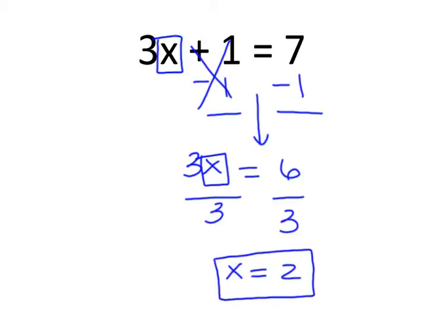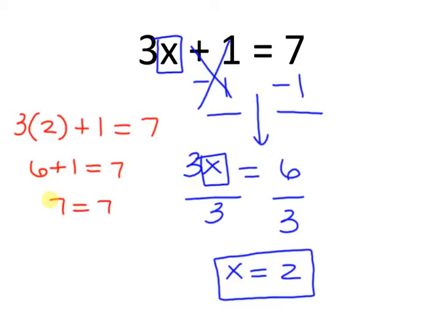Now the beautiful thing about equations is just like one-step equations, with two-step equations I can also check my answer. So all I have to do is take this 2 and plug it back in for x. So 3 parentheses 2 plus 1 equals 7. Just make sure you do your order of operations, so your multiplication first. 3 times 2 is 6 plus 1 equals 7. 7 equals 7. Check. Done.